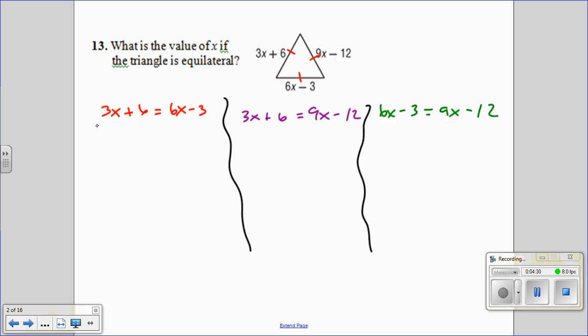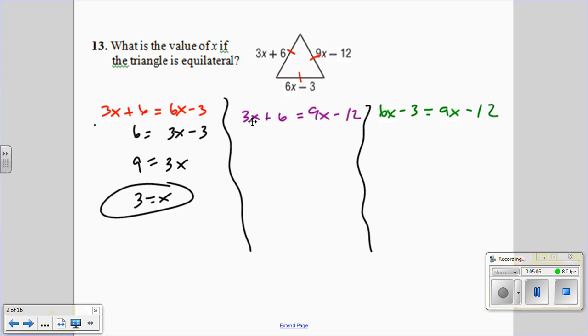If I pick the red situation, the first thing I would do is subtract 3x from both sides, which would leave me with 6 equals 3x minus 3. And then I would add 3 to both sides, which would give me 9 equals 3x. And then divide both sides by 3, which would give me 3 is equal to x. So it doesn't matter which scenario you pick. X should be 3 in all cases. If you don't believe me, let's prove it.